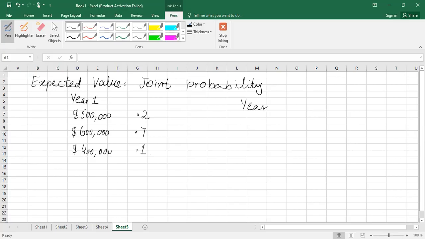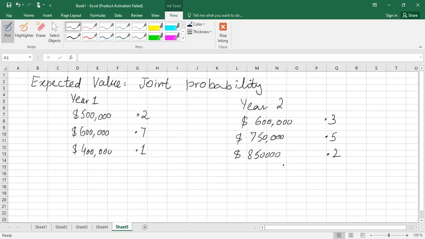For year 2, if cash flow is 600,000, its probability is 0.3. If cash flow is 750,000, its probability is suppose 0.5. If cash flows are 850,000, its probability is 0.2.